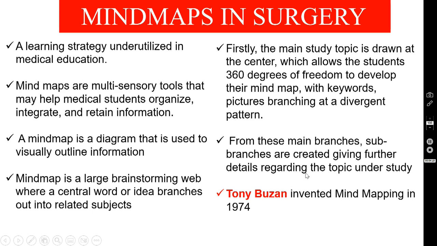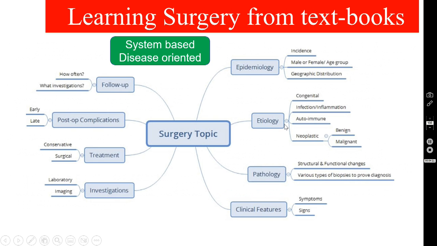With three mind maps, now I am going to talk about how we are gaining knowledge from reading textbooks, seeing a patient, or reading an atlas for surgery, how to do a surgery or the operation. So the three mind maps I am going to discuss. Learning surgery or gaining knowledge about surgery from a textbook is mainly system based and disease oriented, because the majority of these textbooks are system based.